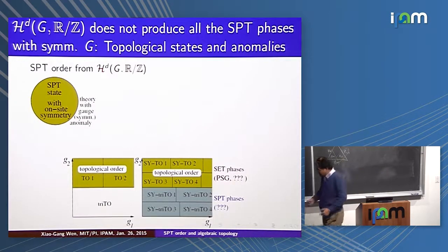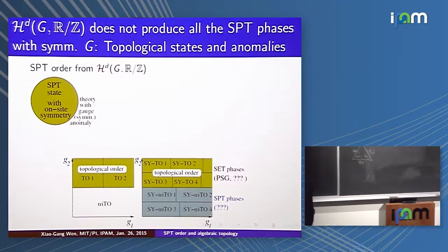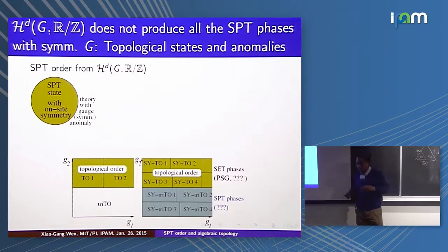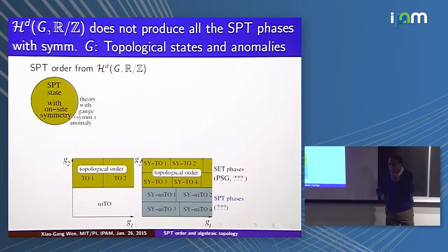One thing I want to say is that because the bulk is a Chern-Simons theory, it's well known that Chern-Simons theory is not gauge invariant when you have a boundary. This led to the notion that SPT states in the bulk would produce an edge theory, and the edge theory would have a gauge anomaly. This is a symmetry anomaly, so there's a relation to the anomaly.